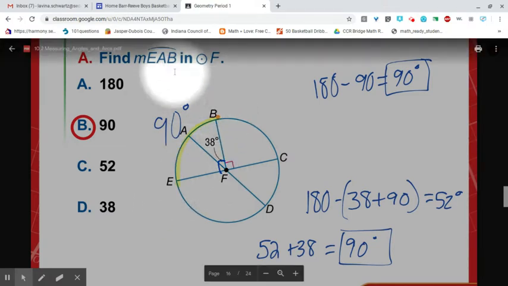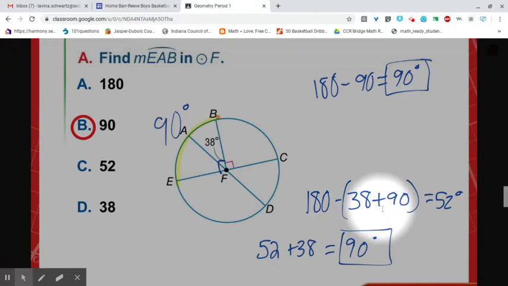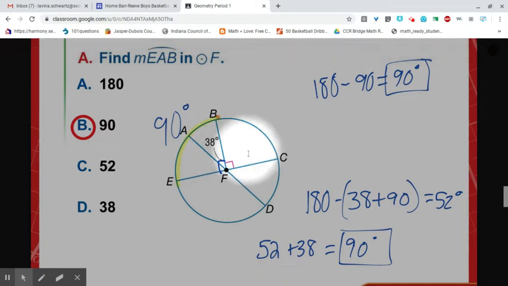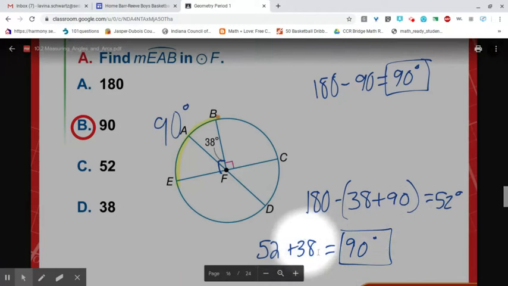I fixed it on the last slide, but it's not fixed here. So that should also say EB. I told you the book's not consistent. All right, 180 minus 38 plus 90. So 38 plus 90 gives me this chunk. If I take 180 minus that chunk, I get this chunk, which is 52. And then I add 52 and 38 together and get 90. That's the long way. Be wise is what I would encourage you to do.